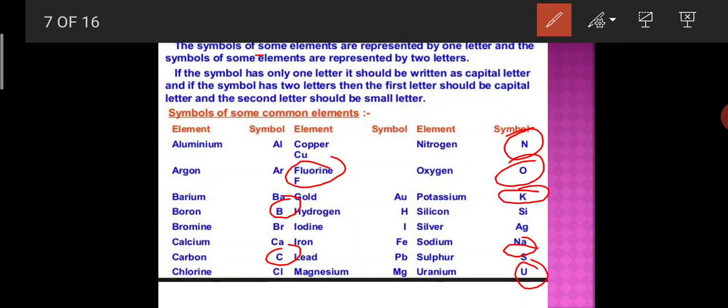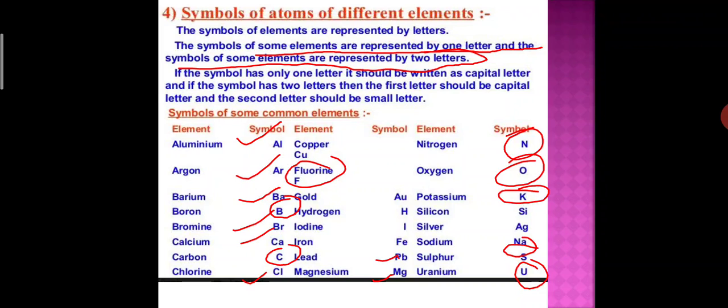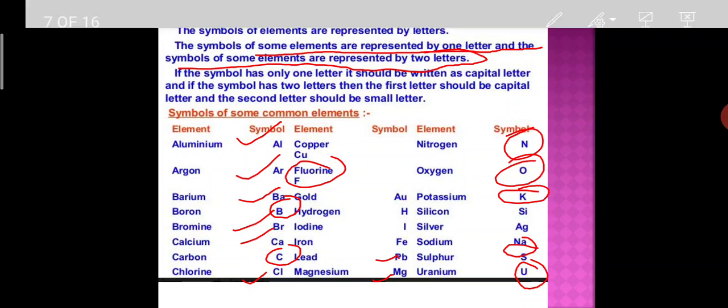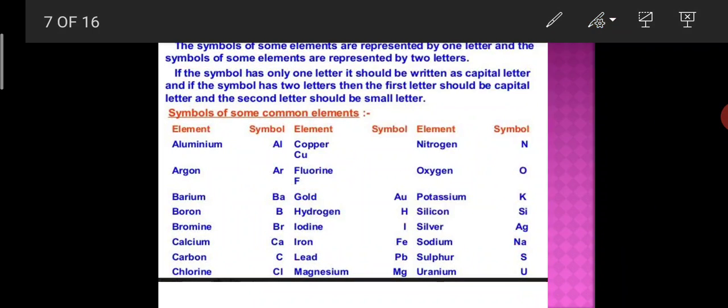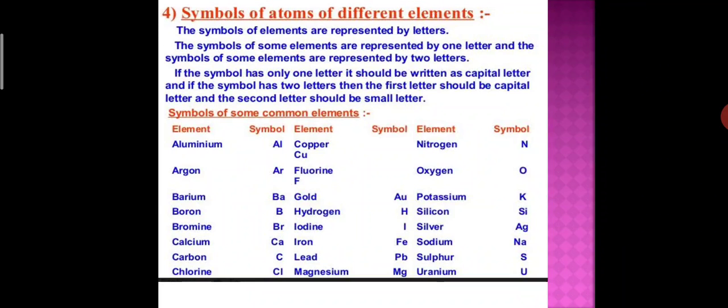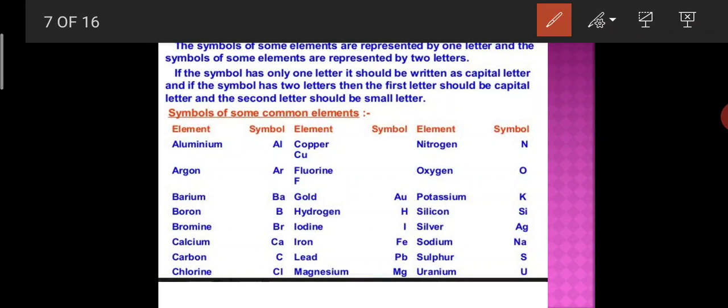So the symbols of some elements are represented by only one letter, and the symbols of some elements are represented by two letters also. You can see here aluminium, argon, barium, bromine, calcium, chlorine, magnesium, lead, iron also. So you can see that the symbols of some elements are represented by one letter, and the symbols of some elements are represented by two letters. Now focus: if the symbol has only one letter, it should be written as a capital letter.